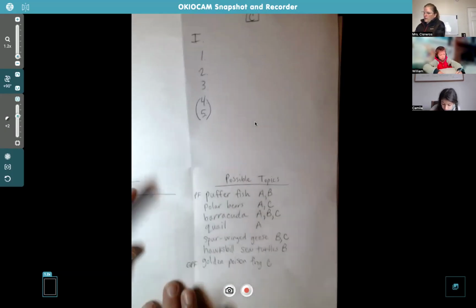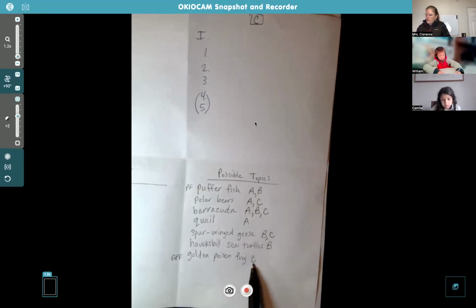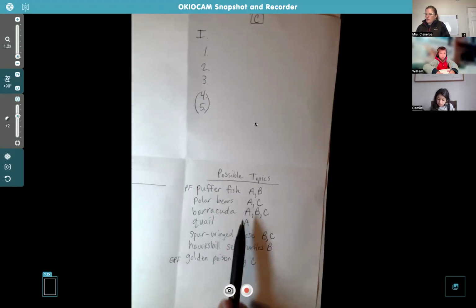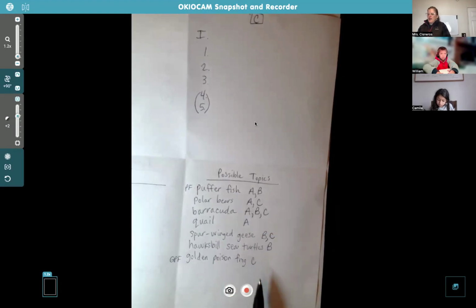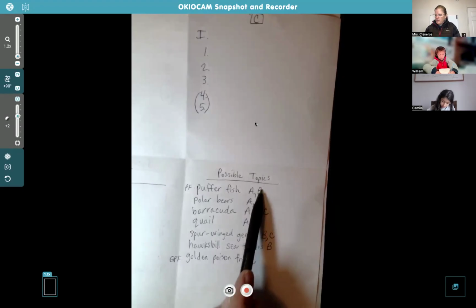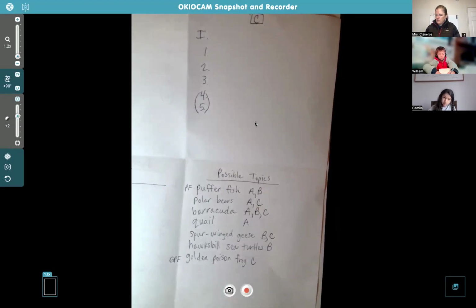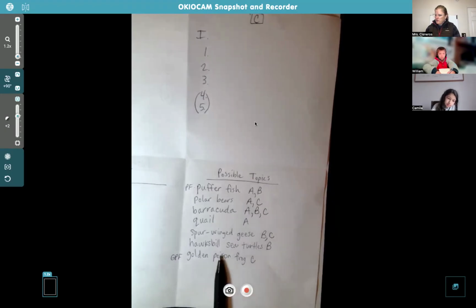Okay, that would work, except they're both in C. So you might need to add something that's in B too. So you might be able to do polar bears, golden poison frog, and then another one that has it in B. Does that make sense? So you can write about 3 different animals in that second paragraph. What's one of the B's that you would be interested in? Hawksbill sea turtles. Okay, cool. So you can write about those 3 in the second paragraph.